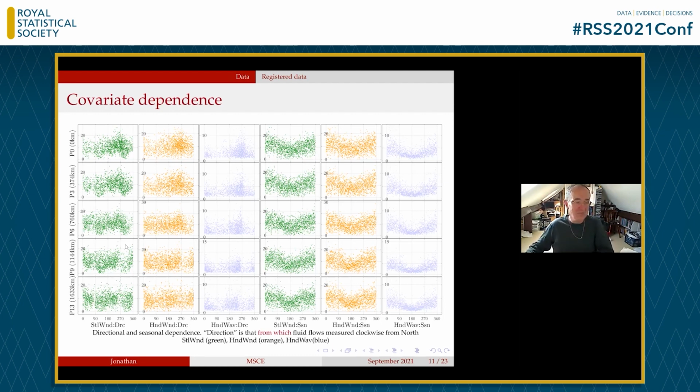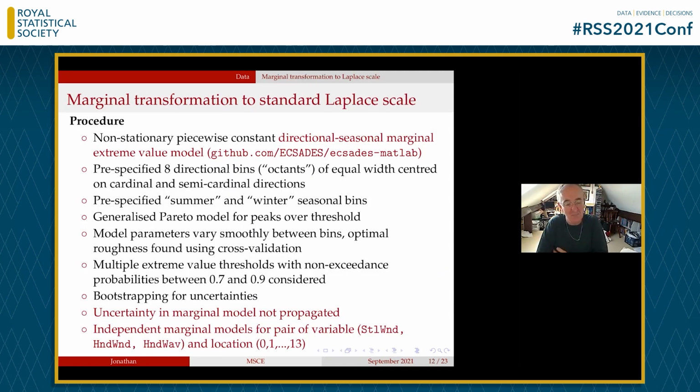So we need to be careful and map those characteristics faithfully when we go to standard Laplace scale. Again, I don't want to label this slide either. What we're going to do is fit a non-stationary directional seasonal extreme value model. The whole purpose of this model is just to map the data set that we have from the original physical scale to a standard Laplace marginal scale.